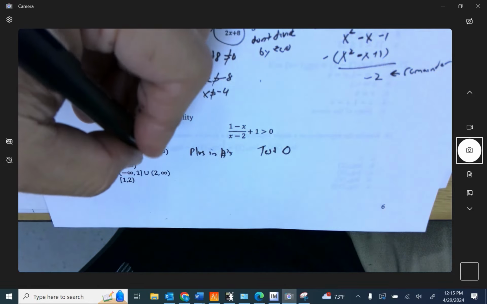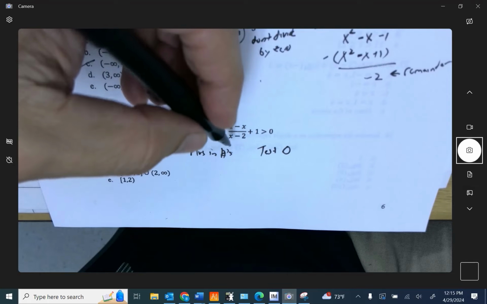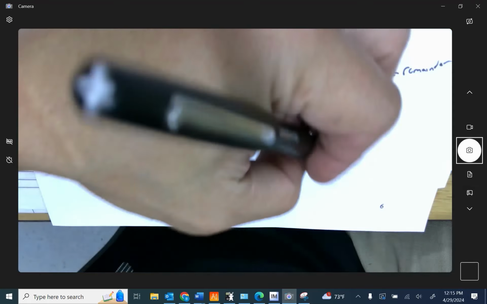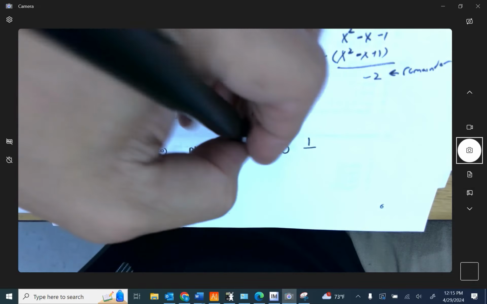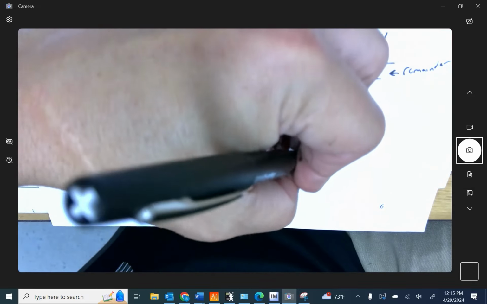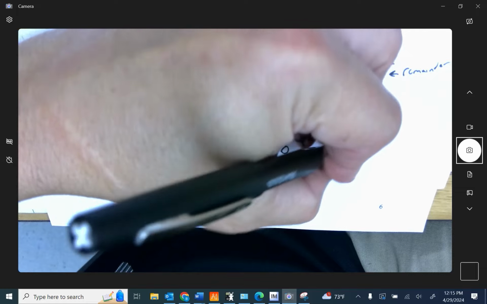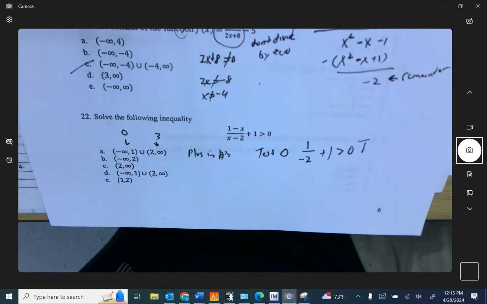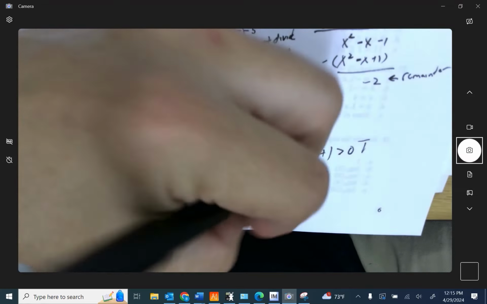Now, by the way, there's a reason there's no bracket on that. If you plug in a 2, the world ends. Now, if I plug in a 0, I would have 1 over -2 plus 1 greater than 0. That is true. That's going to be 1/2.